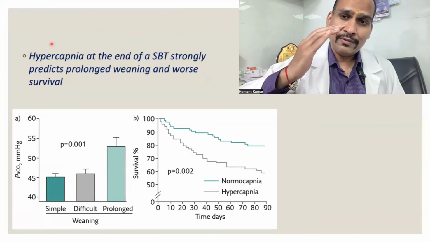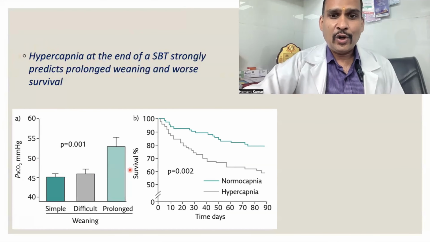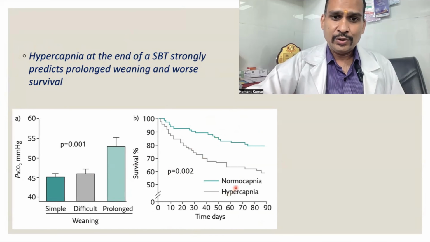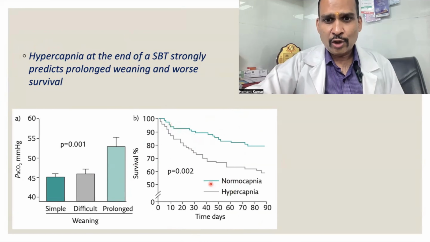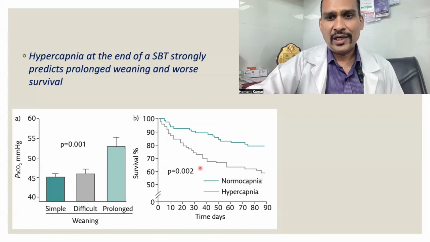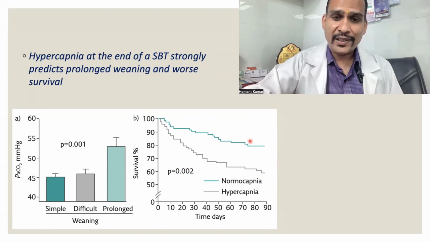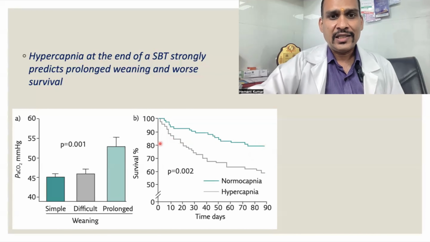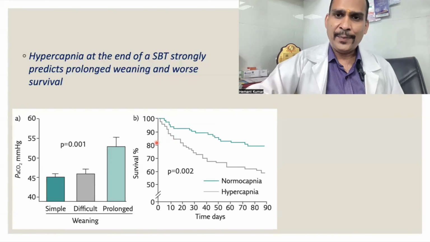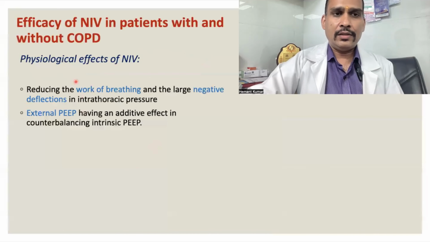And once the patient develops hypercapnia, it will cause a decrement of survival. So you can see this green one is normocapnia, and the gray one is hypercapnia. Those patients who develop hypercapnia at the end of the spontaneous breathing trial have low survival, around 50%. See, 50%. And those patients who do not get hypercapnia at the end of the spontaneous breathing trial have survival up to 85%. So this is how hypercapnia leads to mortality.